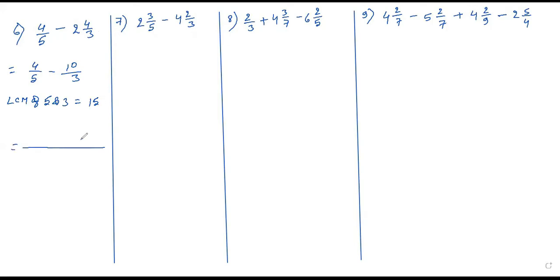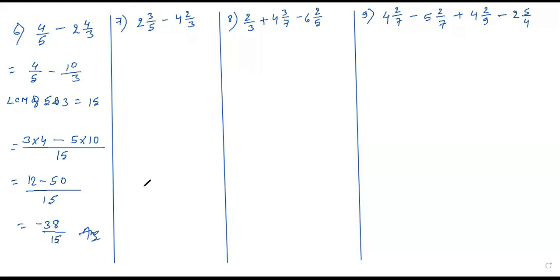Now plot the line. Below the line we write the common denominator, which is 15. Now one by one we divide by this common denominator. 5, how many times is 15? 3. So 3 multiplies to the numerator 4 minus 3, 4 is 12. 3, how many times is 15? 5. So 5 multiplies to the 10, 5 tens are 50, divided by 15. So 50 minus 12, how much? 38. So it is 38 by 15.